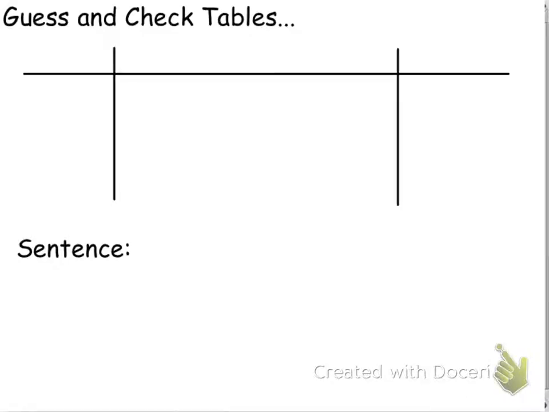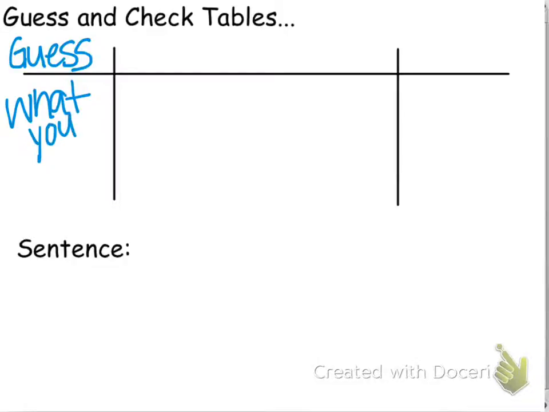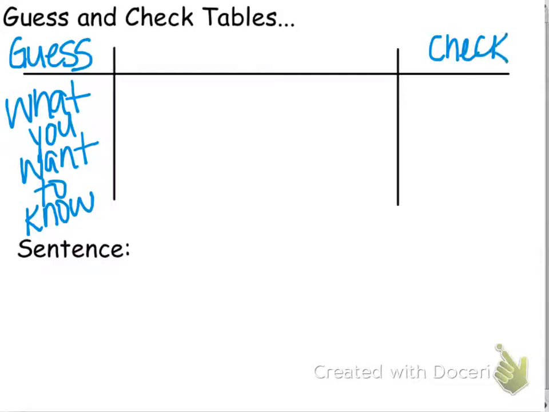Now, the first thing to know is that the first column of the table will always be your guess, the thing you're guessing. When you try to decide what thing you're guessing, it's going to be the thing that you're trying to find out, what you want to know. Your guess will be what you want to know. The last column of your guess and check table will be your check. Now, your check will help you figure out how to make your next guess.